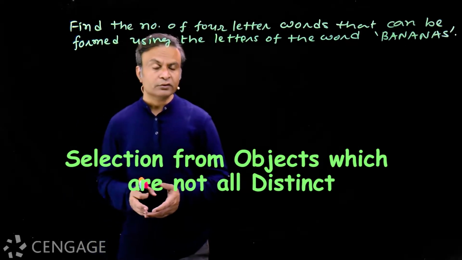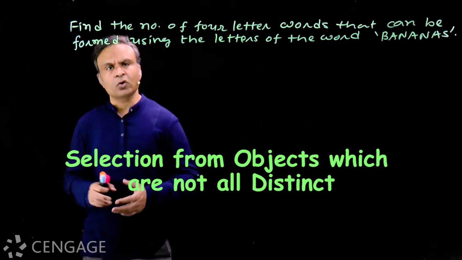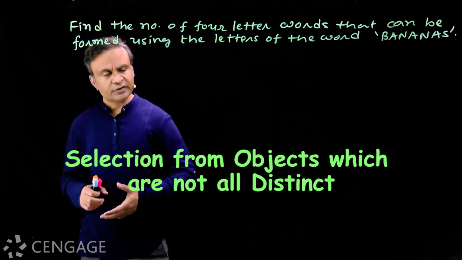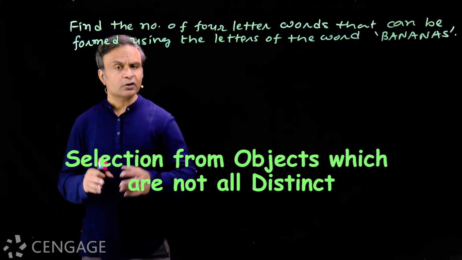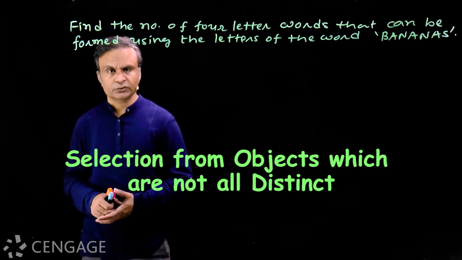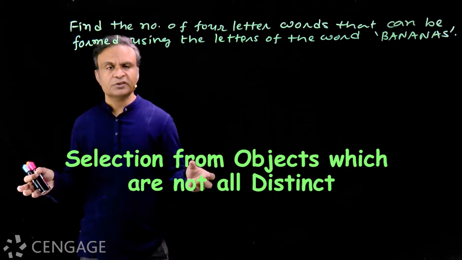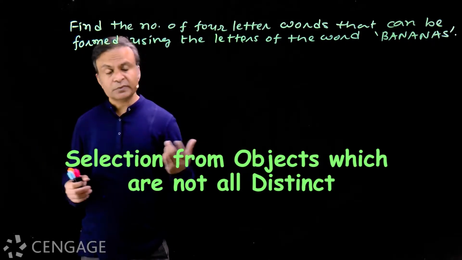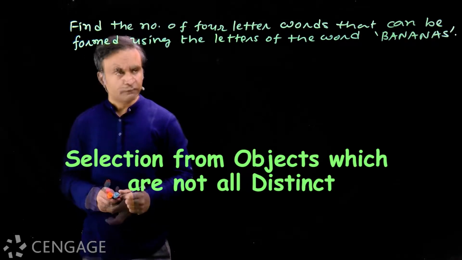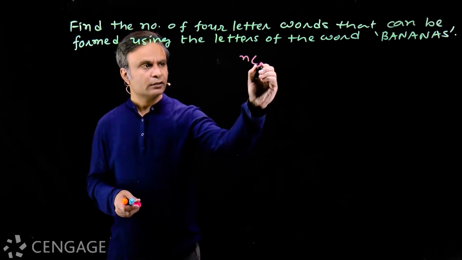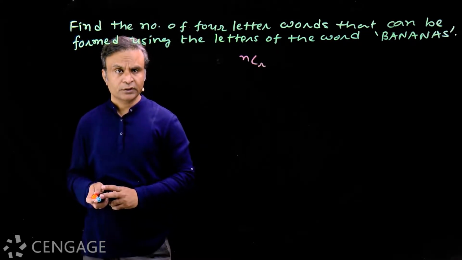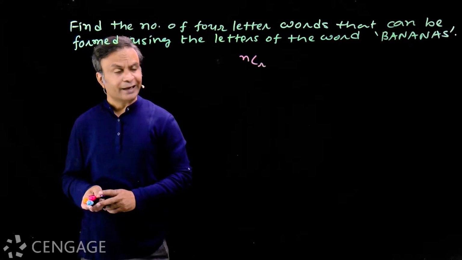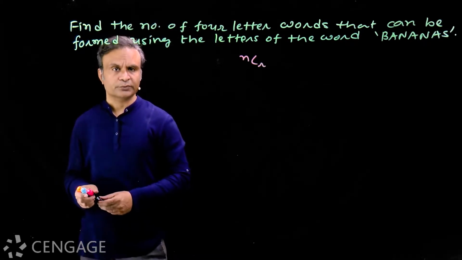Till now, we have done questions in which we were selecting from all distinct objects. Now we have some questions in which we have to select from the objects which are not all distinct. जो ऑब्जेक्ट्स गिवन है उसमें कुछ ऑब्जेक्ट्स आइडेंटिकल है और उसमें से हमें सिलेक्शन करना है. We can use formula nCr only when all n objects are distinct. But if some of the objects are identical, we cannot use this formula.